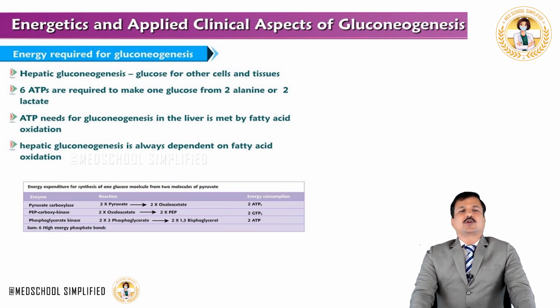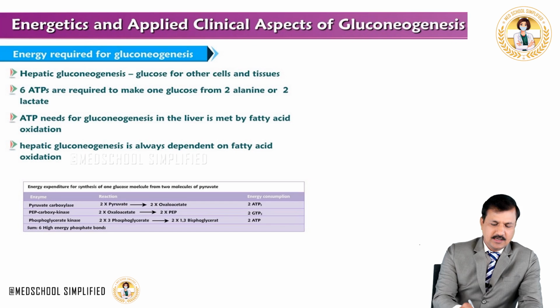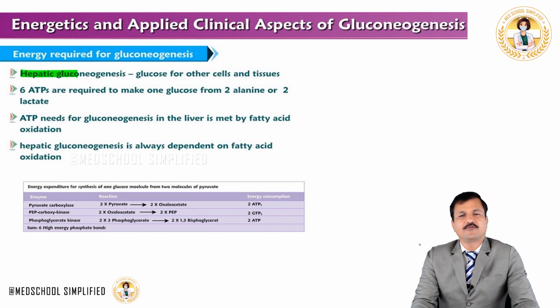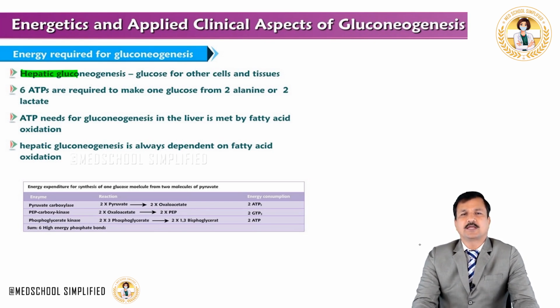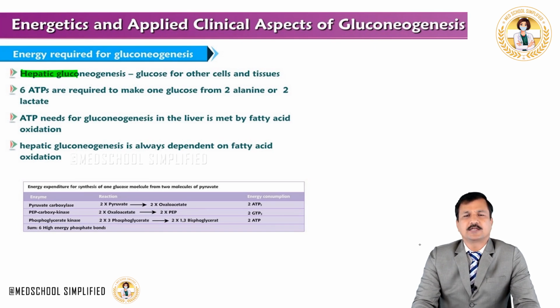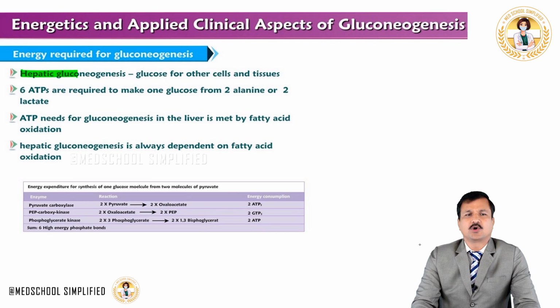Now the energy required for gluconeogenesis, that is hepatic gluconeogenesis. The liver makes glucose only for the other cells and tissues, so how many ATPs is the liver going to spend in order to make glucose? Note that gluconeogenesis goes on under fasting condition and starvation. At that time, there is fatty acid oxidation going on in the hepatocyte mitochondria, giving NADH plus and FADH2 and ATP generation in the electron transport chain. Those ATPs are going to support gluconeogenesis.